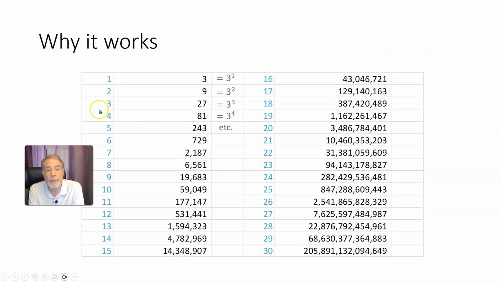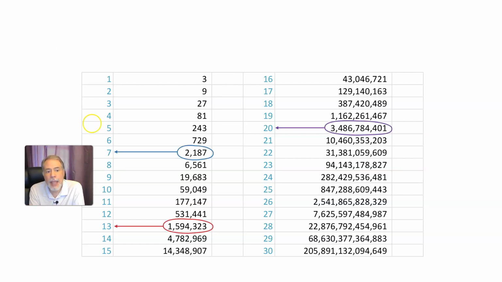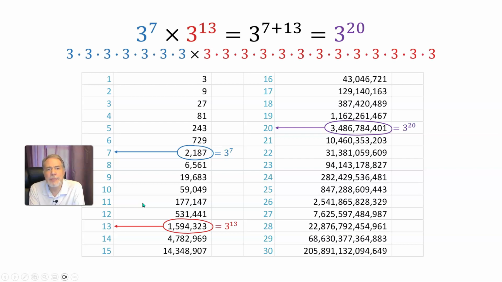So the little blue numbers tell you what power of 3 you're looking at, how many 3's you have to multiply together to get that number. And then when we multiplied together the 7th and 13th numbers on the list, we were multiplying together 3 to the 7th power times 3 to the 13th power. And if you know how exponents work, when you multiply 3 to the 7 times 3 to the 13, you get 3 to the 7 plus 13 power. That is 3 to the 20 power.